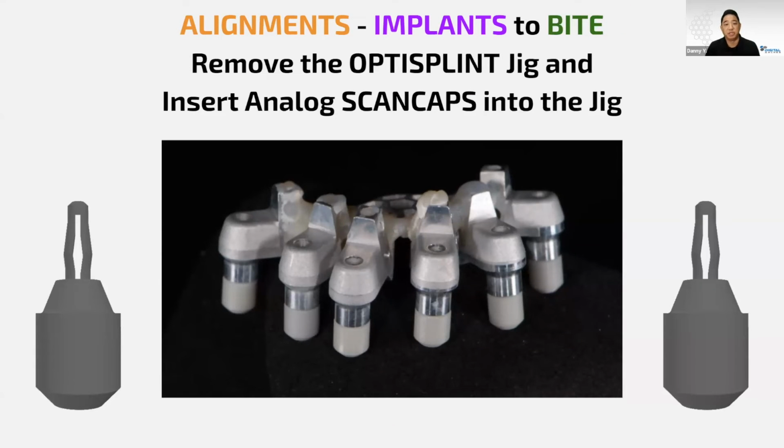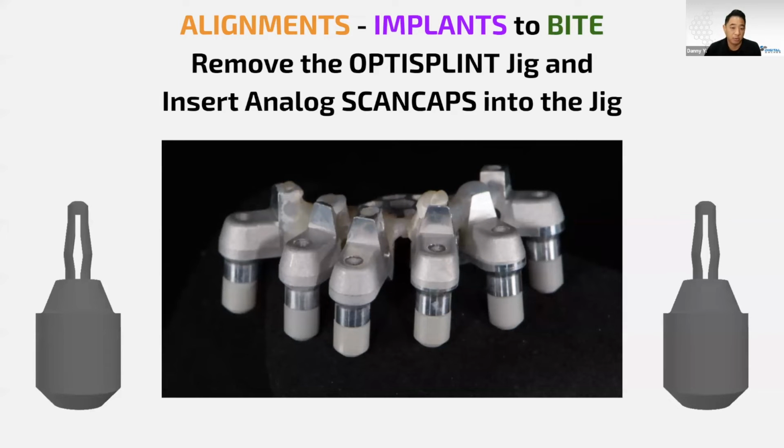Once we've removed the OptiSplint jig from the patient's mouth, we're going to be doing another alignment scan. So we're going to be inserting the analog scan caps into the jig, and then we're going to be scanning the OptiSplint outside the mouth. This is actually one of the ways where you can align the data between the dental implant positions and the bites, because these analog scan caps, we give you 2 packs in every single kit. One pack can be used on the prosthesis, and the second pack can be used on the OptiSplint.